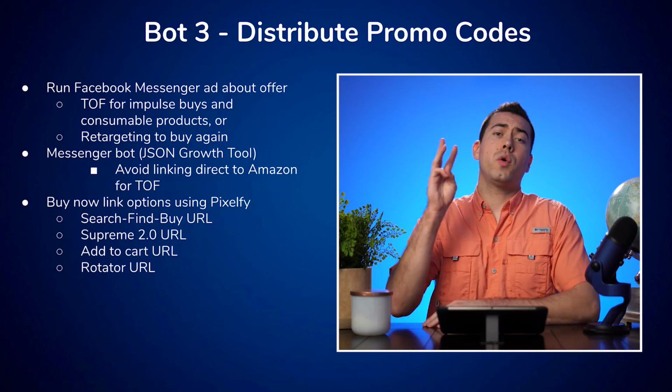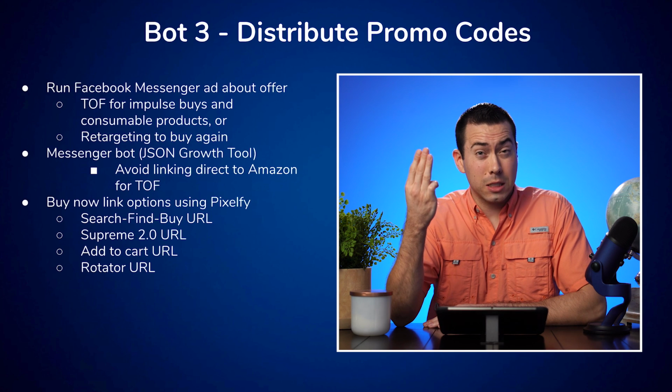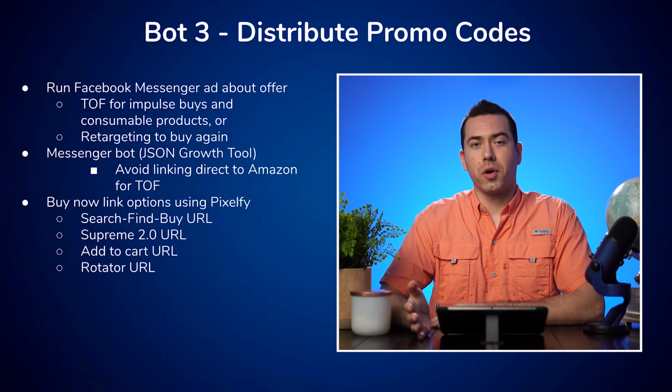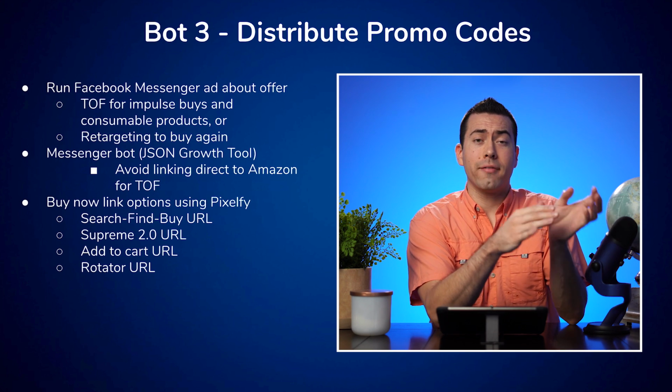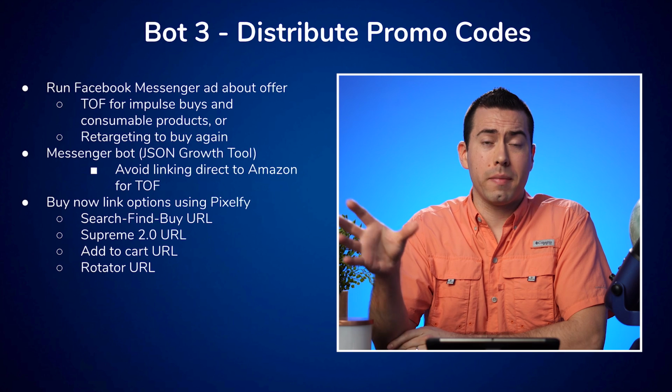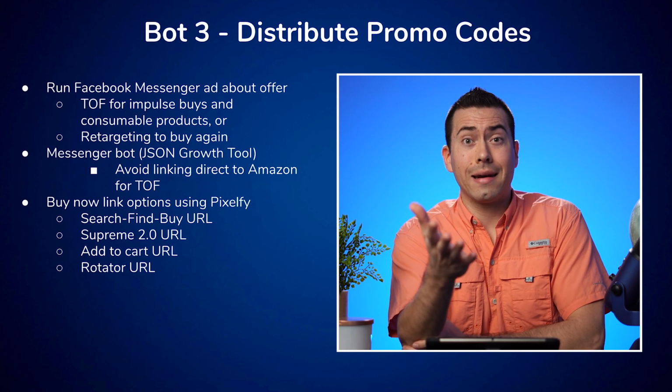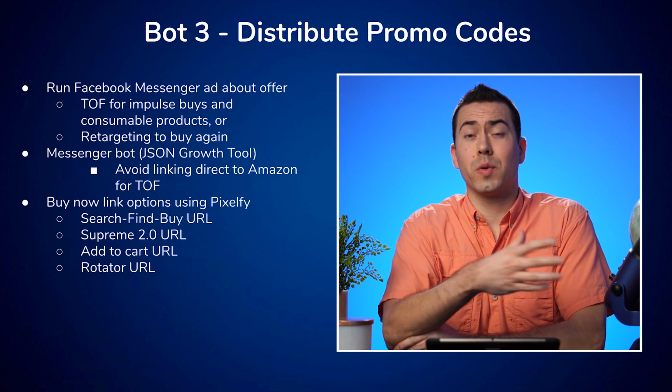All right, Messenger Bot Flow number 3, that's 3 in Spanish, is to distribute promo codes. Okay, so what you're going to want to do is run a Facebook ad, whether it's to cold traffic or to your current existing customer base, because you're using Zon Hero and you're targeting your current Amazon customers with ads.